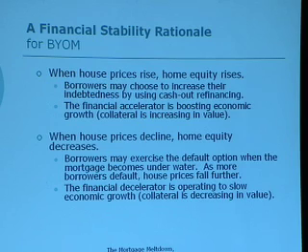When house prices rise, home equity rises, and borrowers may choose to increase their indebtedness by using cash-out refinancing. The financial accelerator kicks in and boosts economic growth because collateral is increasing in value. When house prices decline, home equity decreases. Borrowers may exercise the default option when the mortgages go underwater. As more borrowers default, house prices fall further. The financial deaccelerator is operating to slow economic growth, and the collateral value is decreasing in value.